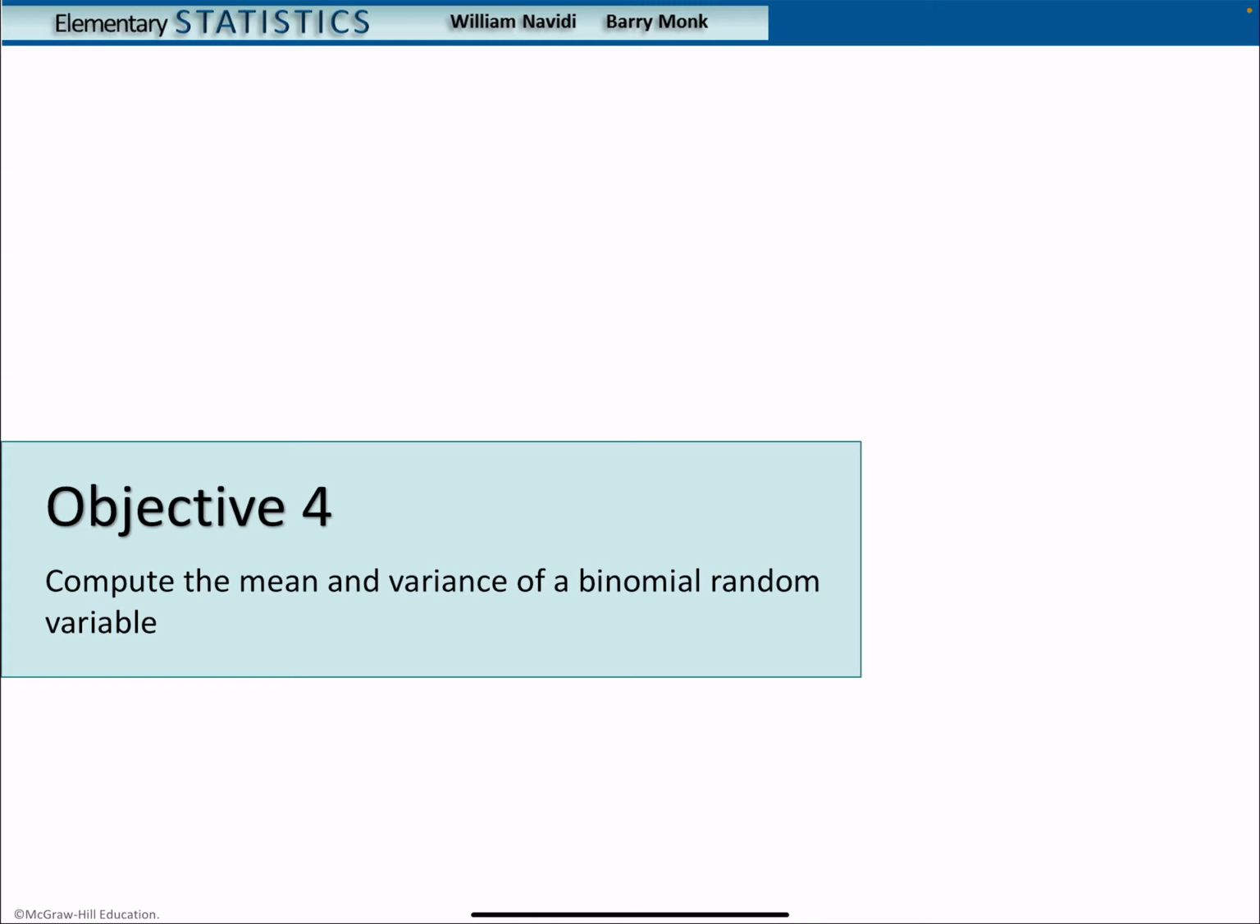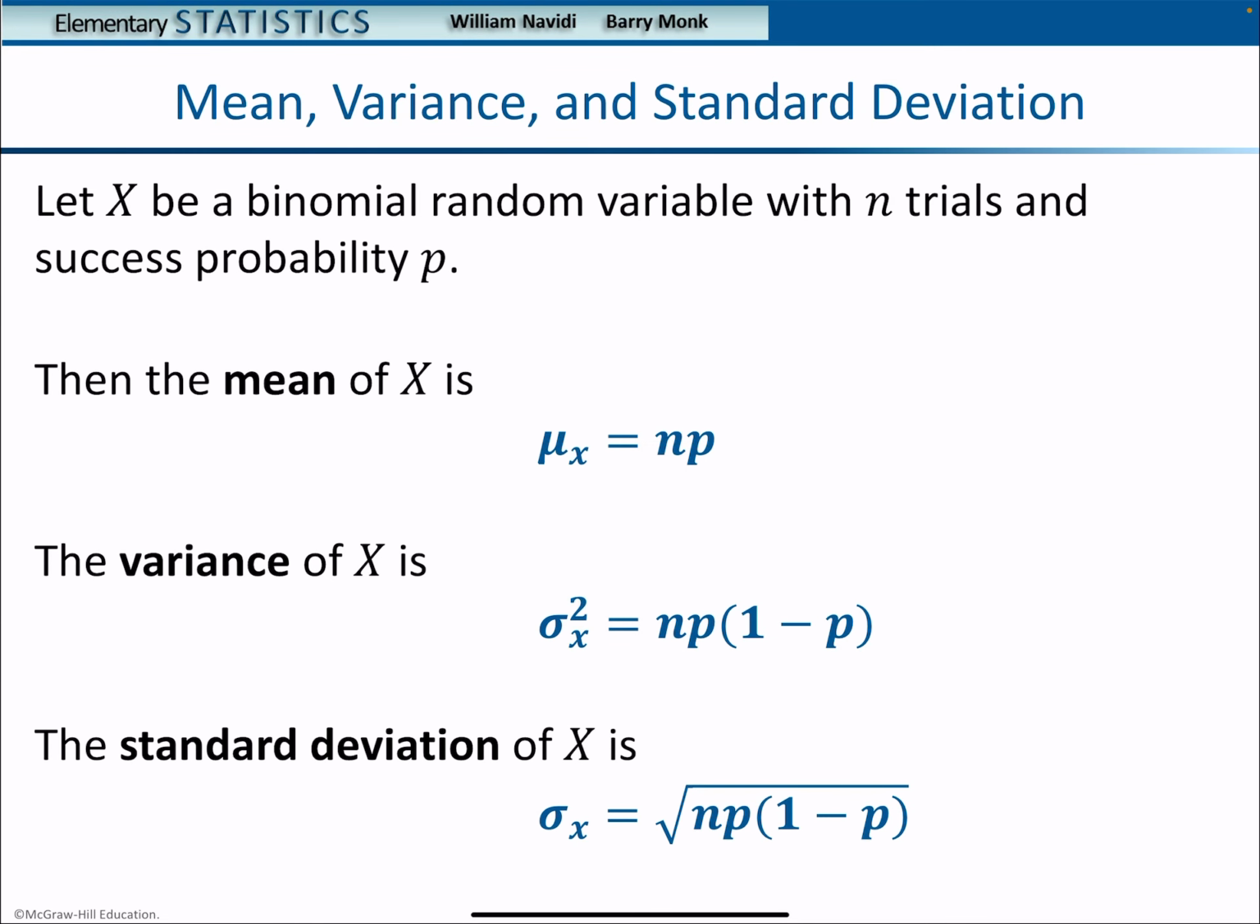Okay. And then the final thing we're learning in this video is the mean and variance of a binomial random variable. So let's say you have a binomial random variable with n trials and success probability p, then the mean of the random variable is depicted by this mu sub x here, and that's just n times p. And then the variance is np times 1 minus p, and then the standard deviation is the square root of the variance.